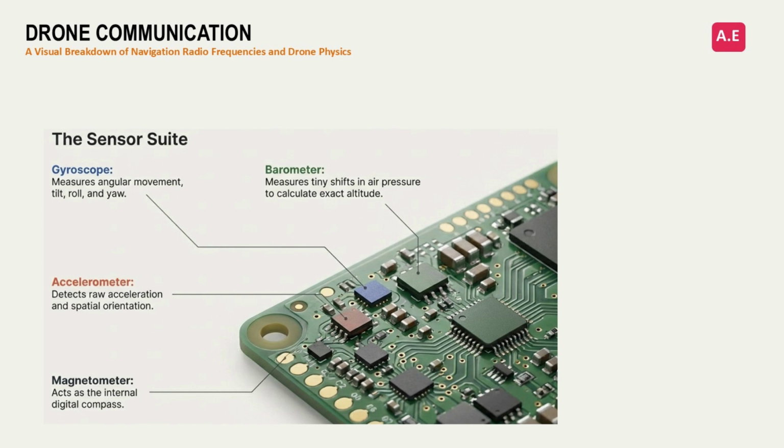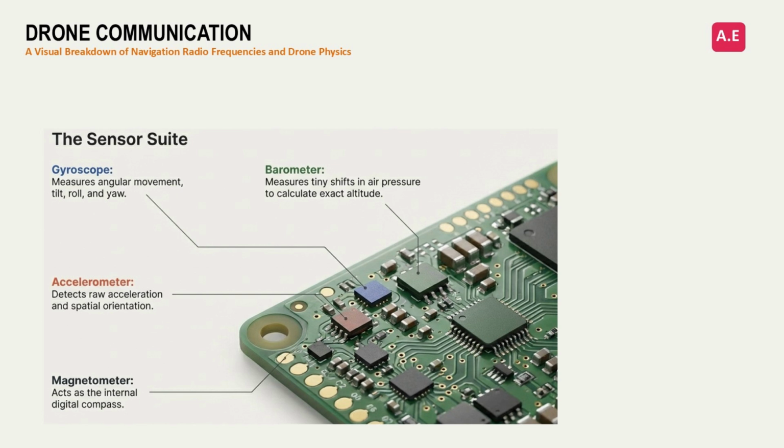Now, to do its job, this little brain has its own set of incredible senses. The gyroscope is telling it if it's tilting or turning. The accelerometer is sensing its movement and orientation. The barometer is measuring air pressure to figure out its altitude. And the magnetometer acts just like a digital compass. It's getting a constant flood of data from all these sources at once.